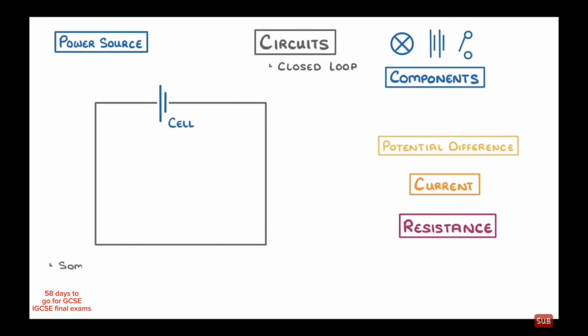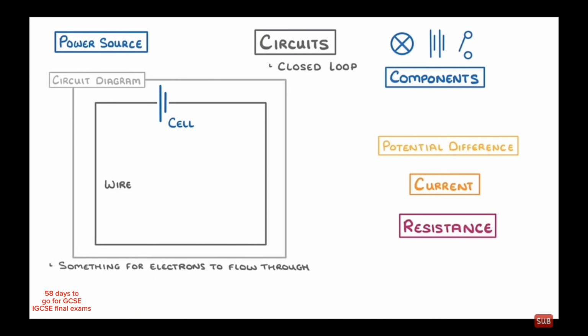An electrical circuit is just a closed loop that contains a power source, such as a cell, and something for the electrons to flow through, like this wire. We generally represent them with circuit diagrams, and this here is probably the simplest type of circuit you'll see.